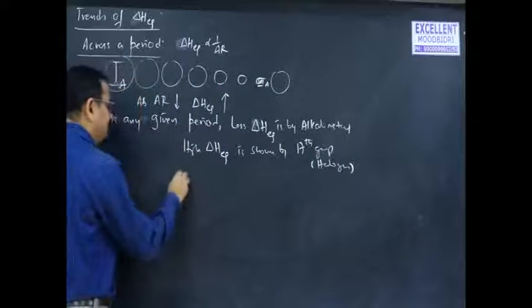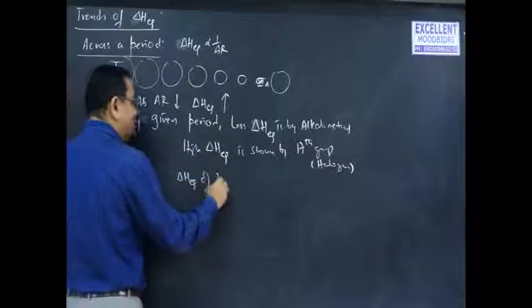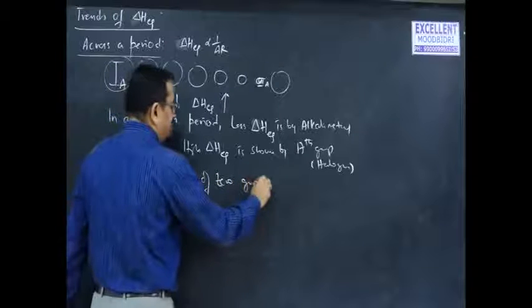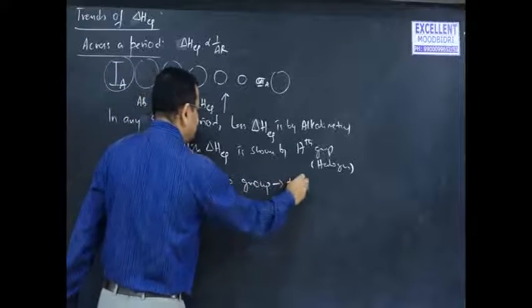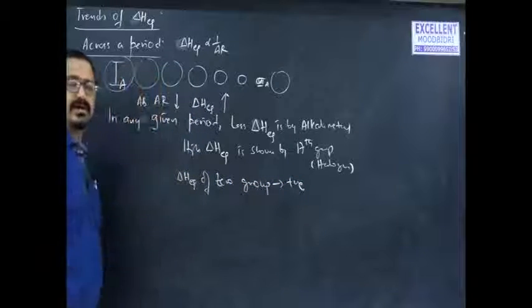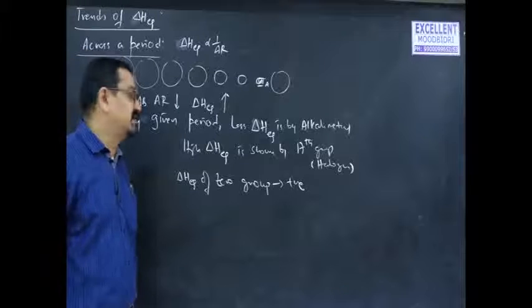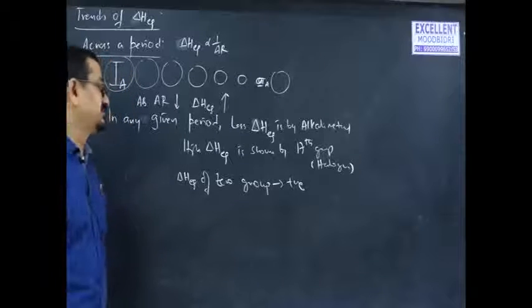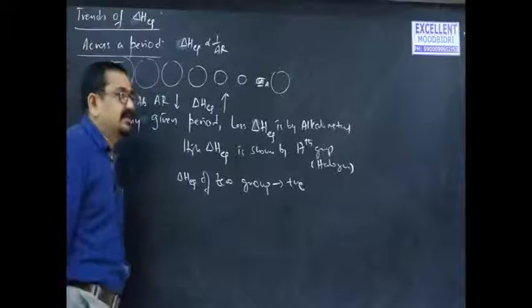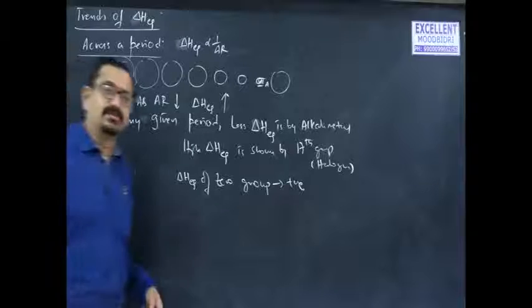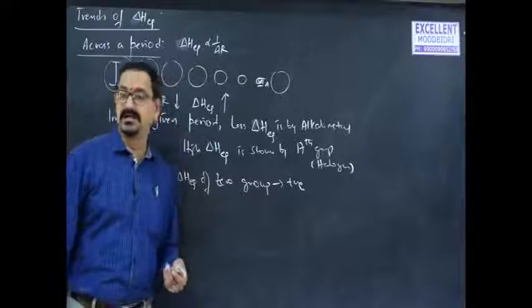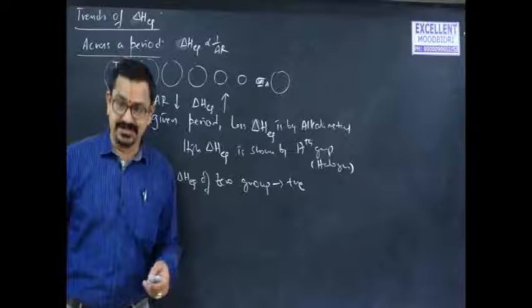And the electron gain enthalpy of zero group elements is positive, because the electron is getting added to a new shell, which leads to an unstable electronic configuration. That is why it is not a spontaneous process. The electron needs to absorb energy to get added to an isolated gaseous noble gas element.